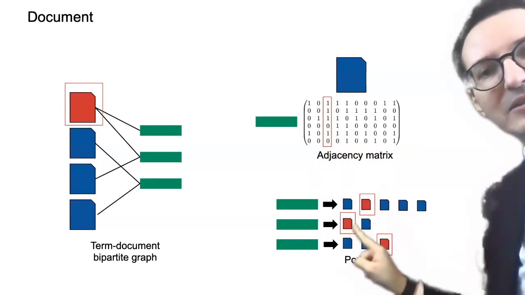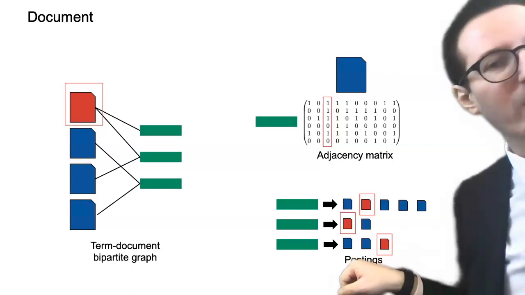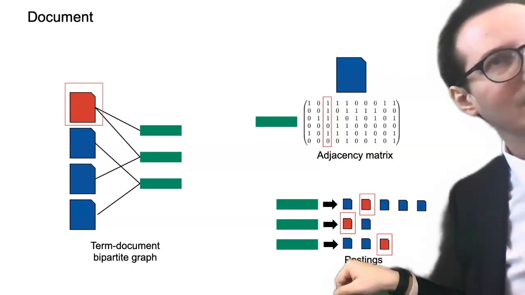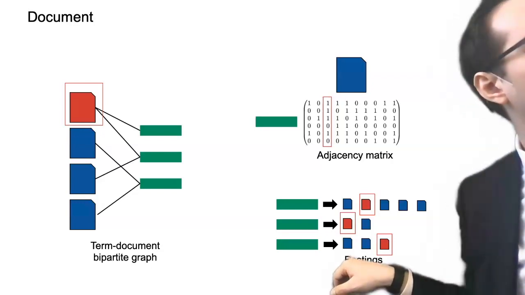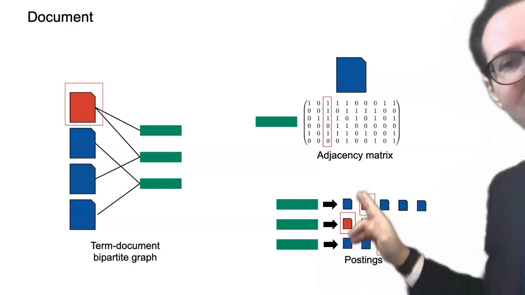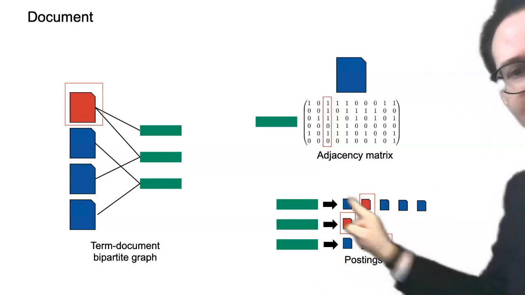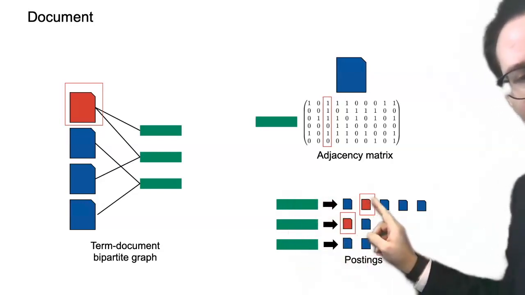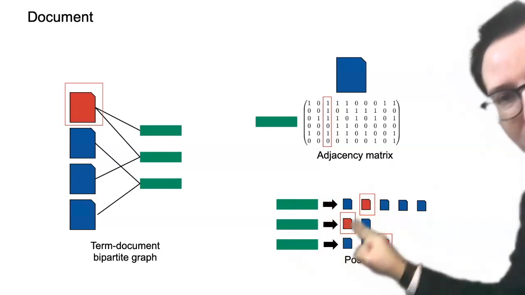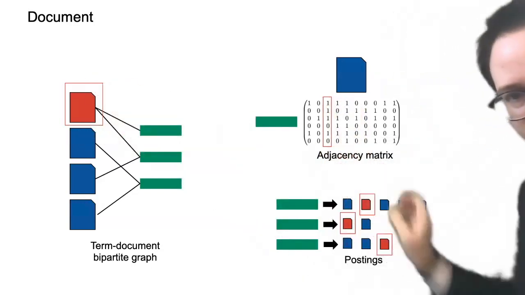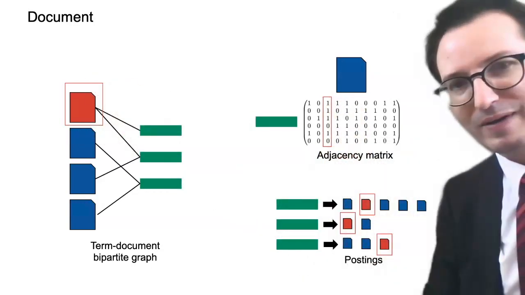Why did I highlight three different squares here and not just one? Yeah, exactly. You can have three different terms in the same document. So this is the same document here, but it appears every time there is a term that it contains. So this together is a document. Documents, documents, documents. All right.